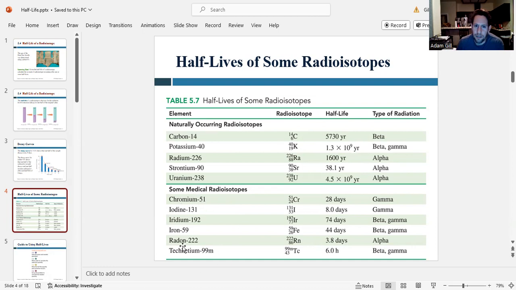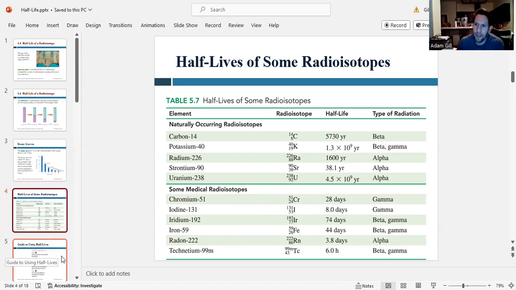These medical radioisotopes are not necessarily naturally occurring. A lot of these are created in a lab, and they have really short half-lives, which is useful for medicine. In medicine, we want the radiation, right? We either want to kill cancer cells with radiation, or we want to use the radiation for medical imaging. And so we want things that give off radiation frequently so that they're useful, which also makes them more dangerous. So all these medical isotopes typically have short half-lives.